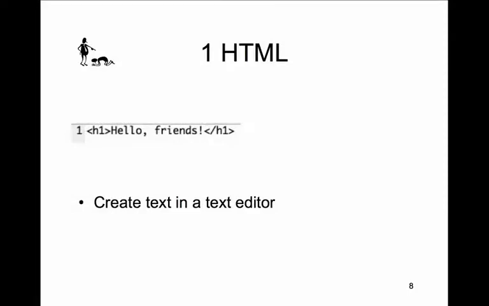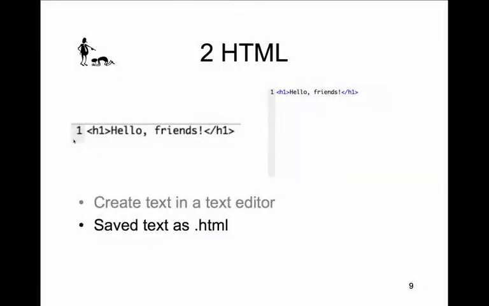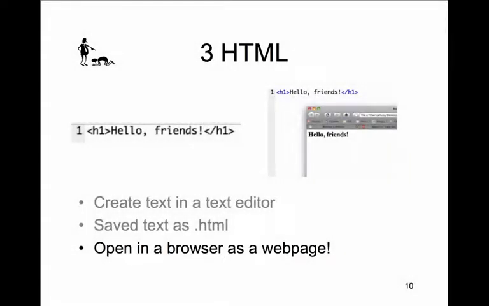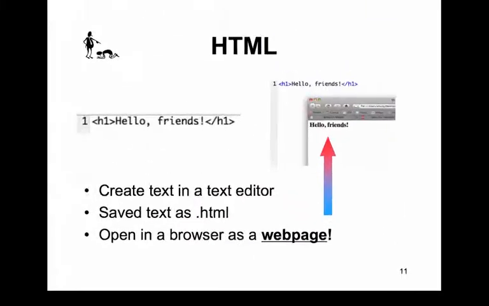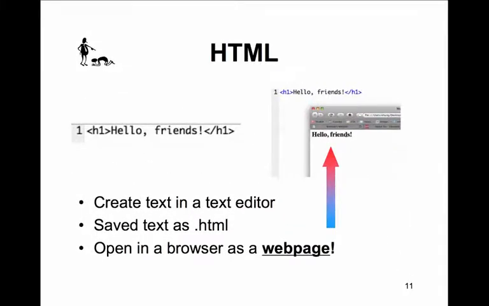Here is a simple three-step process for creating a web page, starting with marking up some text. Step 1. Create some text in a text editor. Step 2. Save the text file with a .html file extension. Step 3. Open the text file in your browser. Congratulations! You have a web page coded in HTML.